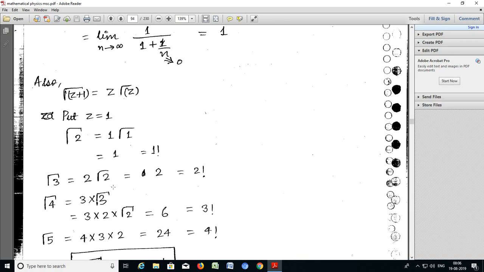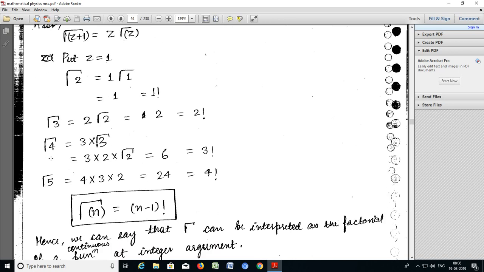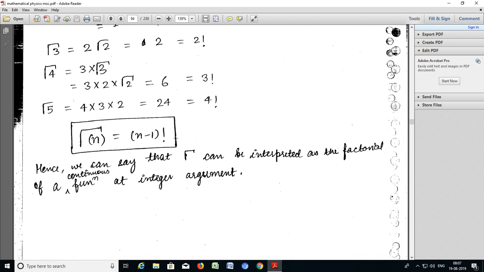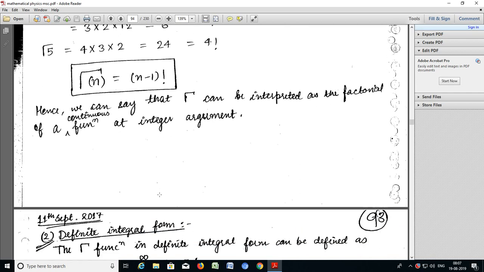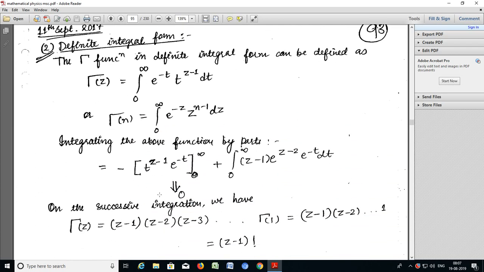Also gamma z plus 1, we have proved, equal to z into gamma of z. Put z is equal to 1. So it is gamma of 2 is equal to 1 times gamma 1, which is equal to 1 only. So it is 1 factorial. Similarly, gamma 3 is 2 factorial. Gamma 4 is equal to 3 factorial. Gamma 5 is 4 factorial. And we can write gamma n equal to n minus 1 factorial. Hence, we can say that gamma can be interpreted as factorial of a continuous function at integer argument.